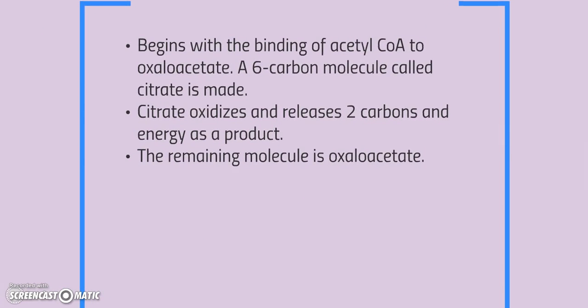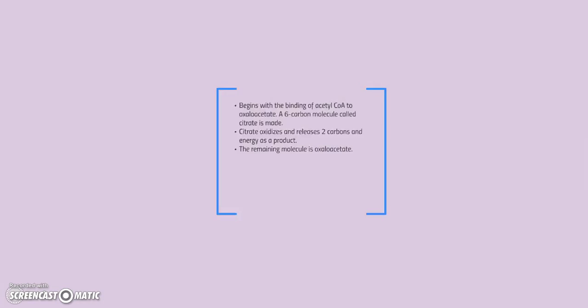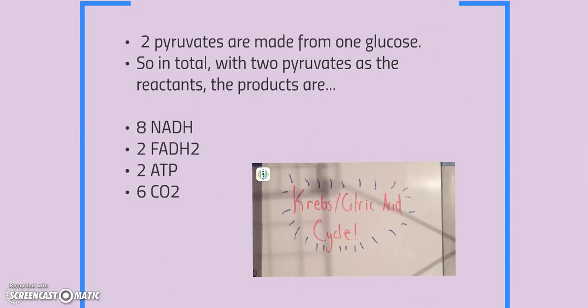It begins with the binding of acetyl-CoA to a 4-carbon molecule called oxaloacetate. And then coenzyme A is going to leave this new 6-carbon molecule, which is called citrate. Citrate goes around the cycle, continuing to oxidize, and releases 2 carbons as carbon dioxide and energy as a product. So the remaining is going to be the oxaloacetate, and that can be used to repeat the cycle again.